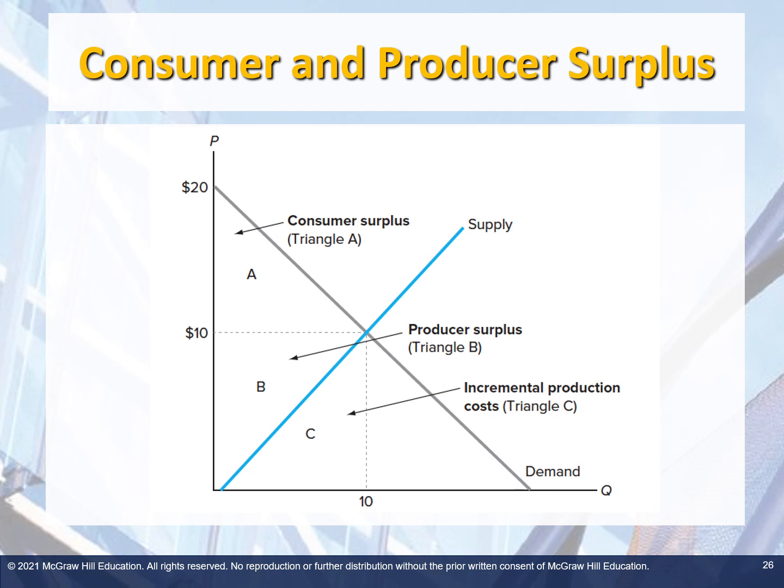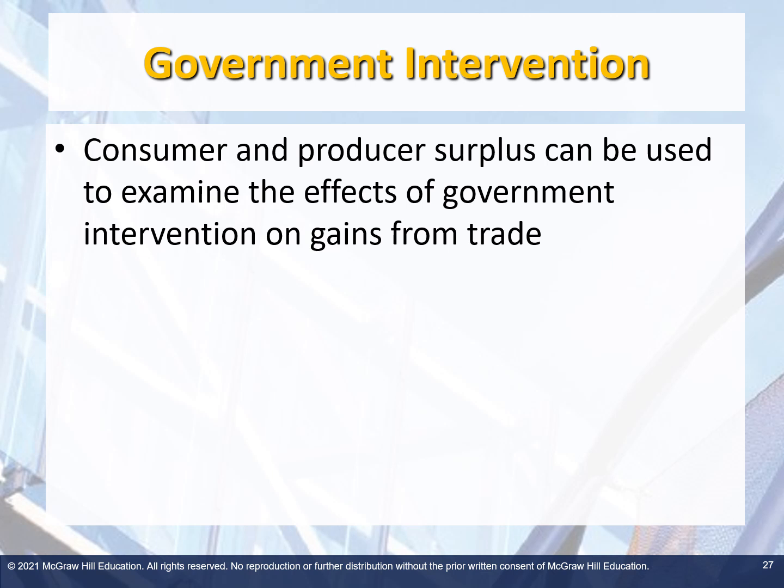Consumer and producer surplus are essential concepts in understanding the benefits of trade. They represent the gains that consumers and producers receive from participating in the market. During a sale, consumers might get products at lower prices, increasing their consumer surplus, while producers might sell more products, increasing their producer surplus.